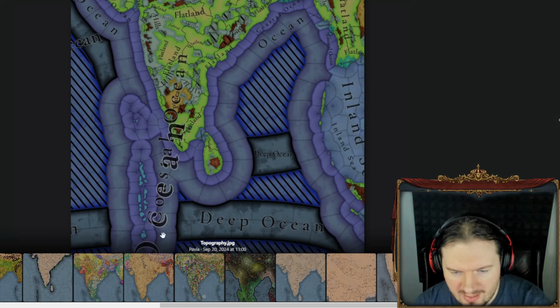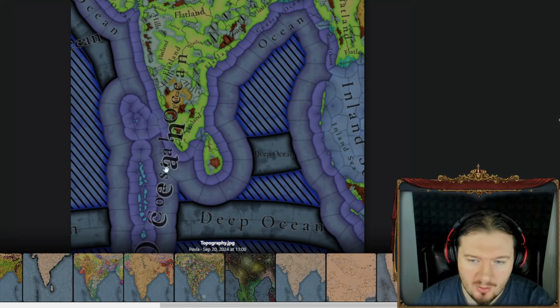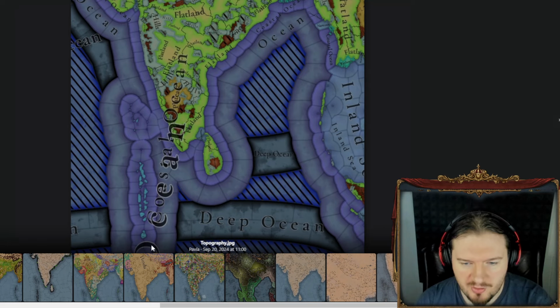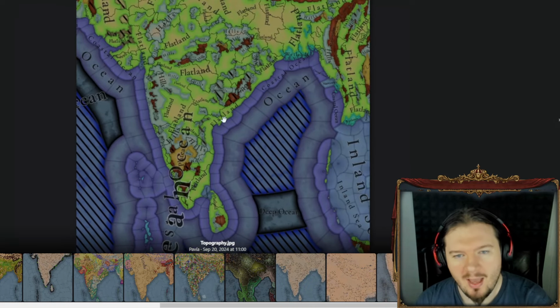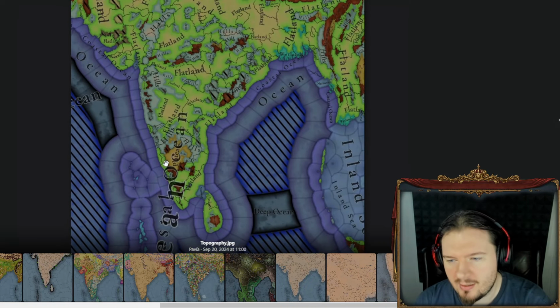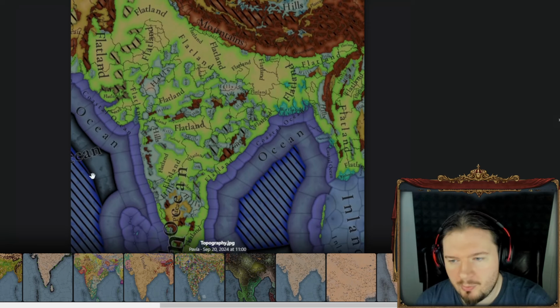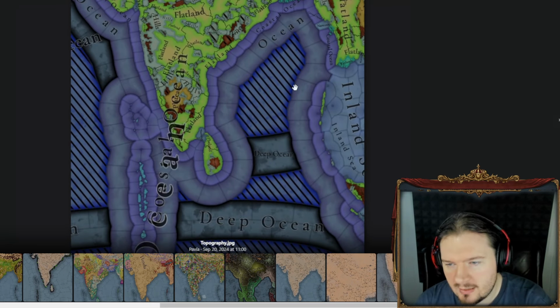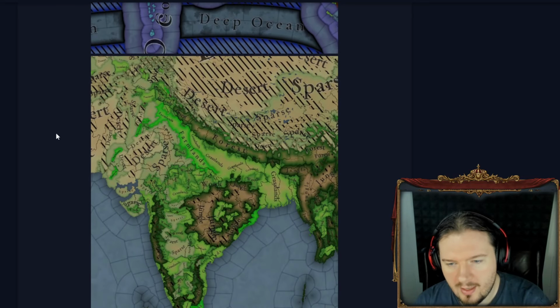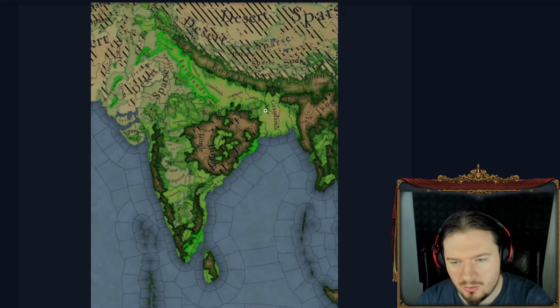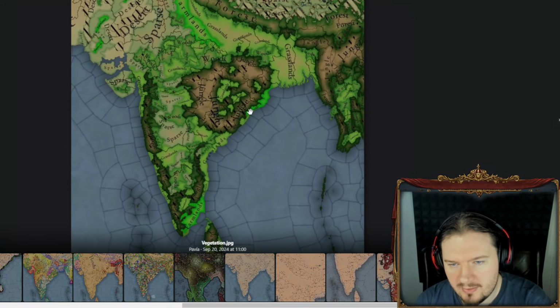And again, we have a bit of a bug here where words are over the top of other words. Ocean and coastal ocean, and it's spreading all the way up here. That's going to be fixed. I don't think we need to really worry about that. We also have some narrows and inland seas here as well. And then finally, we have the vegetation. We have a ton of jungle there in the center.